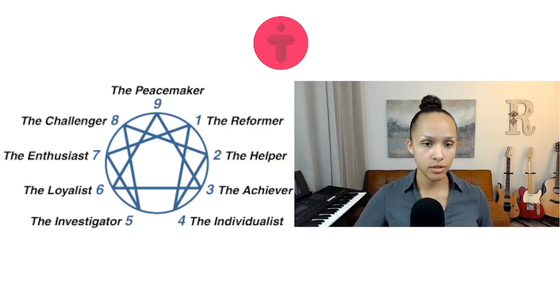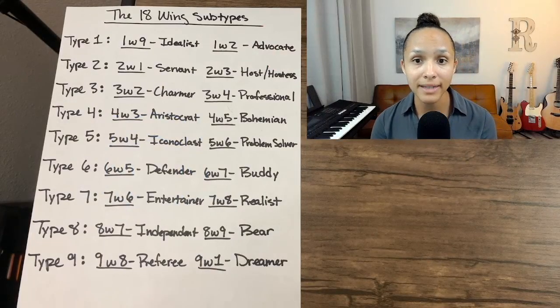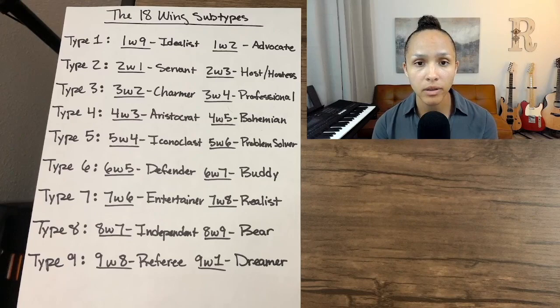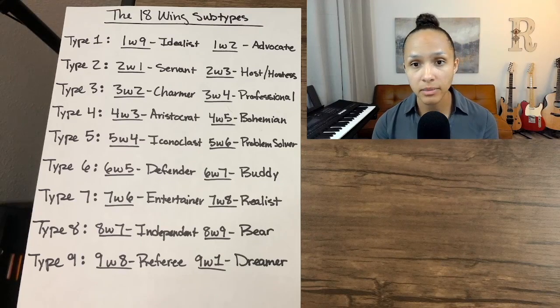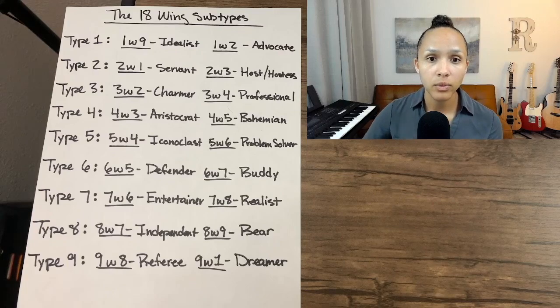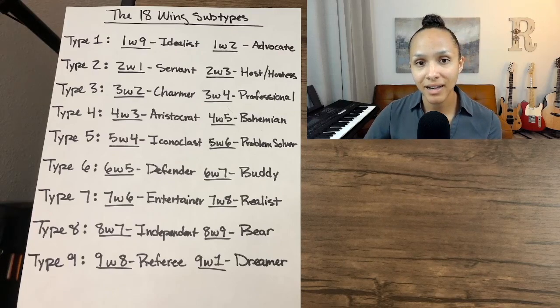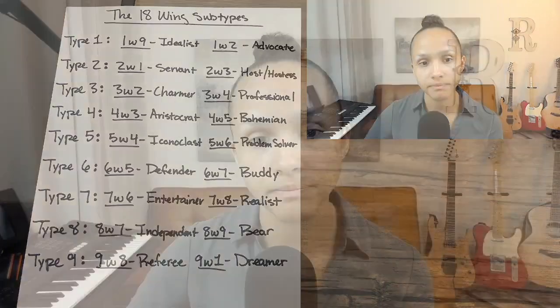Then we'll move on to, I want to show you guys this right here. So this is all 18 types, with one keyword describing an archetypical description of what that subtype is when you start mixing the neighboring types together. So let's just start with type 1. Type 1, we've got the 1 mixed with the 9, and you get an idealist. And then the 1 mixed with the 2, which is the advocate.